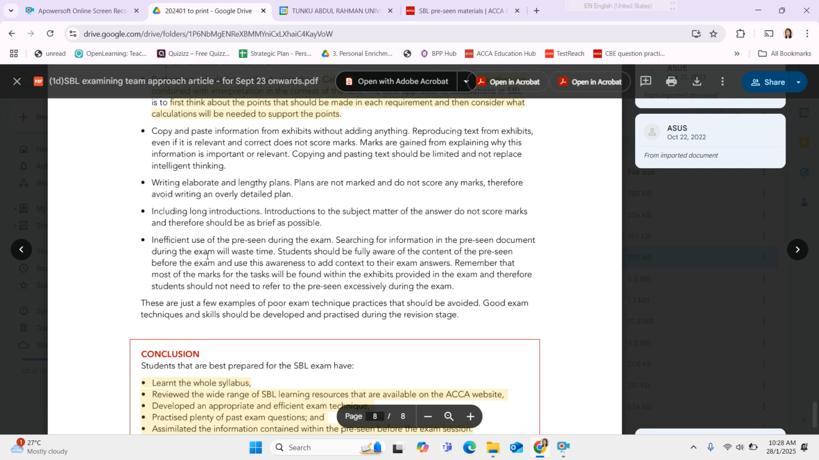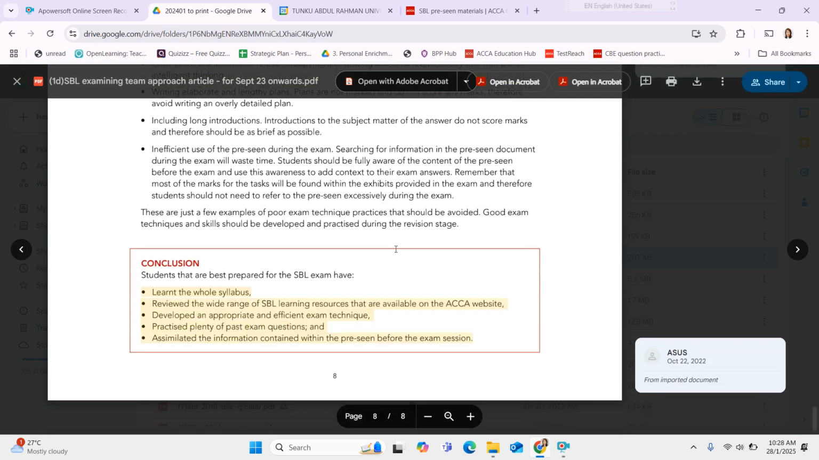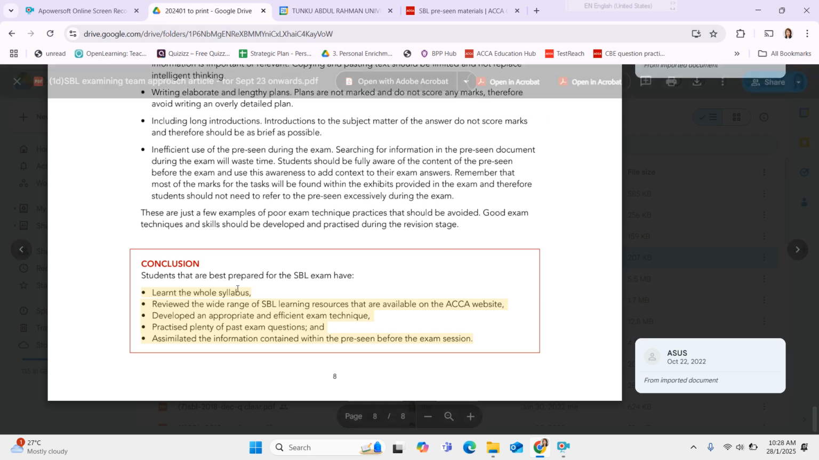Inefficient use of the pre-seen during the exam. Searching for information in the pre-seen documents will waste time. So it means you have to be very familiar with your pre-seen materials. So how do you get yourself familiar with the pre-seen materials? You have to read many, many times, as I suggested in earlier videos, right? So these are just a few examples of poor exam technique practice. We'll go through them when we go through the classes, and hopefully you have a better idea and a better preparation to face your SBL exam.